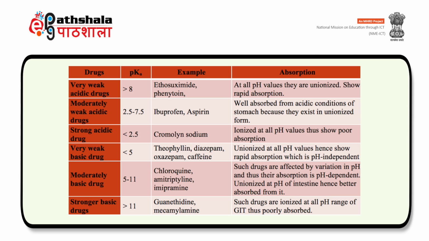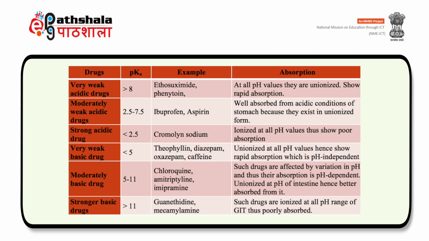For very weak basic drugs having a pKa less than 5 like theophylline, diazepam, oxazepam, nitrazepam and caffeine, they exist as unionized at all the pH values and hence show rapid absorption, which is pH independent.